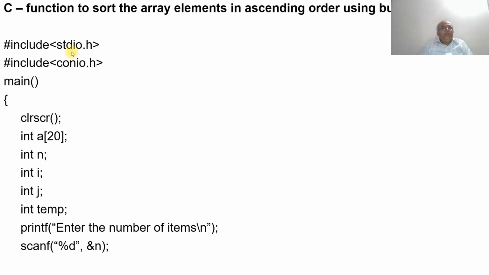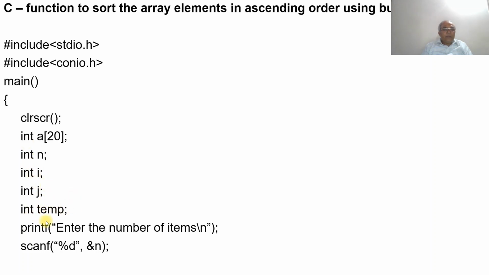So in this video, we are going to discuss the C function to sort the array elements in ascending order using bubble sort. So #include <stdio.h> and #include <conio.h>. So main, and we're going to have clrscr. So we're going to have the array of 20 elements of integer type, n for the number of elements, int i and j which are used in the loops.